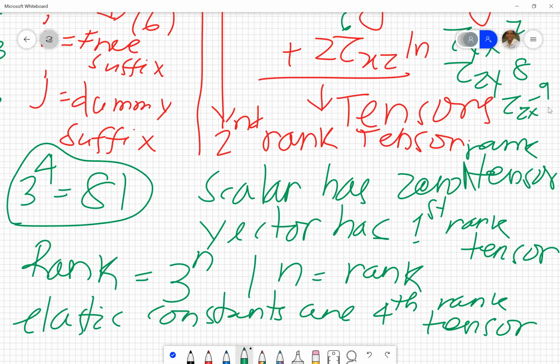That's all for today, the rank and the tensors. In this class we showed you the vector quantities. Next class I am going to show you the stress quantities. Okay, till then.